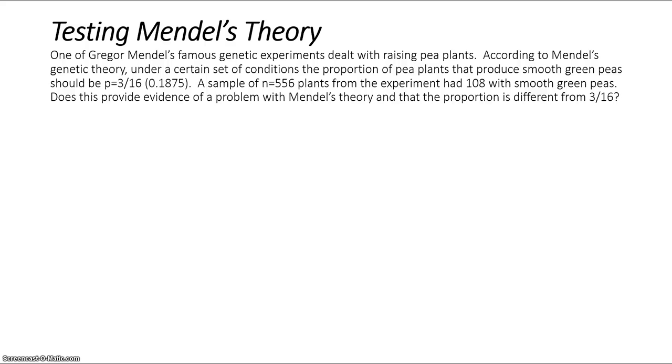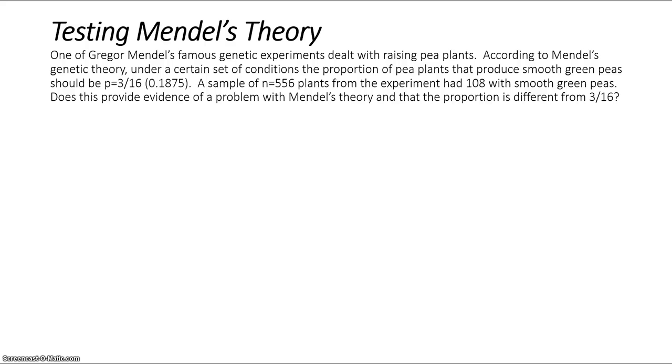One of Gregor Mendel's famous genetic experiments dealt with raising green pea plants. And according to Mendel's genetic theory, under a certain set of conditions, the proportion of pea plants that would produce smooth green peas should be p equals 3/16, or that's equal to 0.1875.